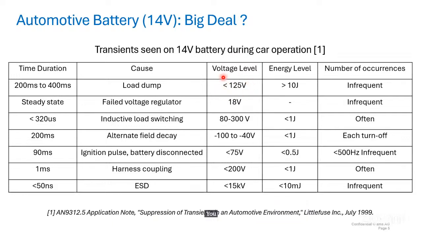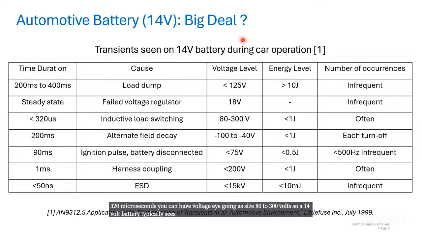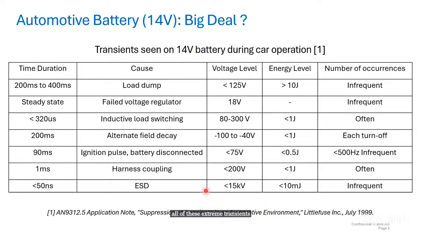You can see that this can go to 125 volts for about 200 to 400 milliseconds. Then if there's a failed voltage regulator, you can have the voltage go to 18 volts. And then for a short switching at 320 microseconds, you can have voltage going as high as 80 to 300 volts. So a 14 volt battery typically sees all of these extreme transients. So we take help of some external protection, like transient voltage suppressors or snubber circuits, but the chip that we design needs to meet at least the higher voltage requirements and should be robust to some of these high voltage requirements, even though it is a 14-volt system.